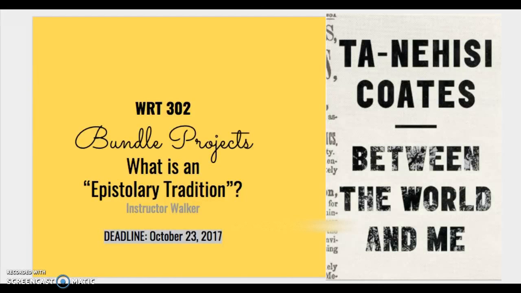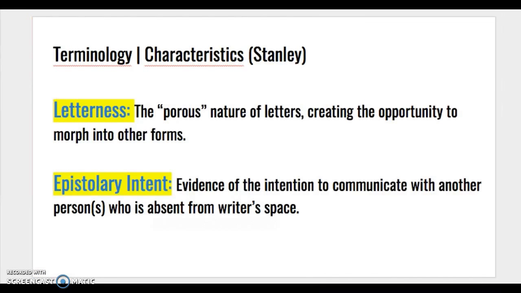Now, I want to share with you a few of the qualities that I have wanted to isolate to give you examples of what I mean by creating a checklist. So one way to do that is to talk about the terminology or characteristics, and this is one of the sources that I've obviously offered you on the website. So the letterness of an artifact determines its participation in this tradition. So its adaptability, basically, how it can morph into other forms.